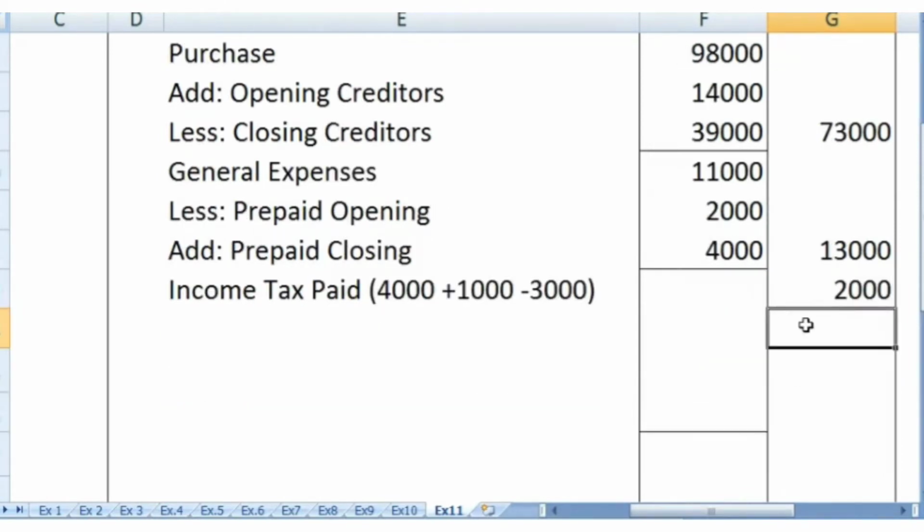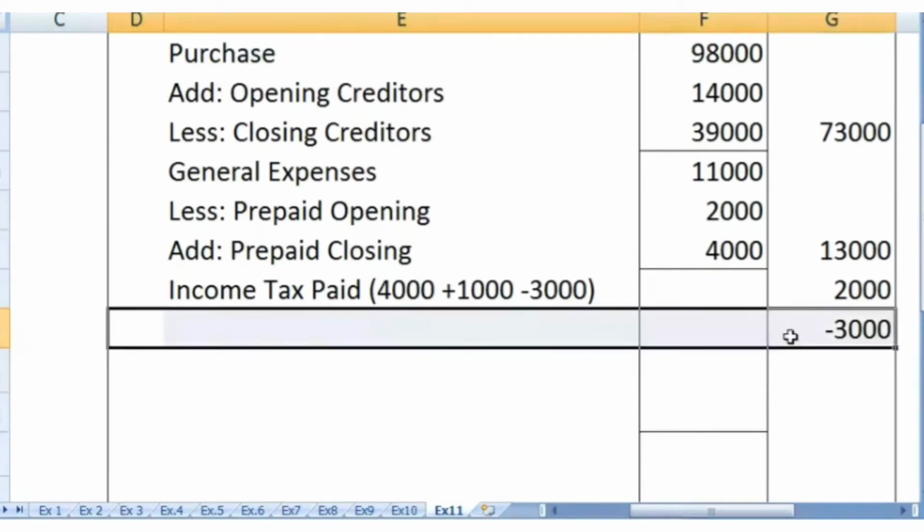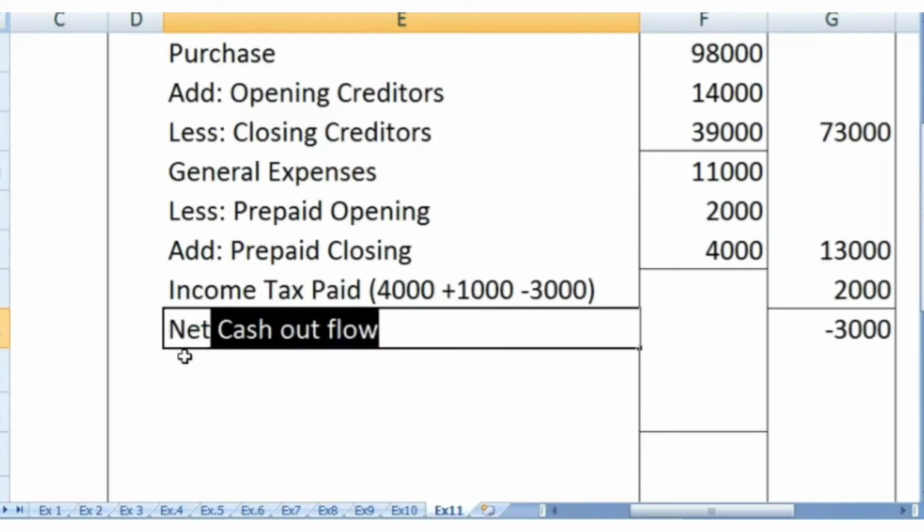So after the payment of tax, your final answer is 3,000 rupees minus, and this 3,000 is net operating cash flow. This 3,000 is net operating cash flow after tax. Okay, there is no working capital adjustment, no adjusted profit and loss account, and no add back or less back procedure.